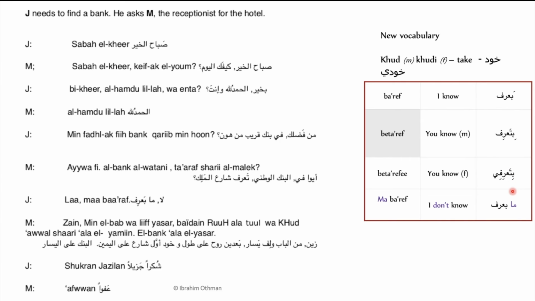And if you're talking to feminine, you'd say بتعرفي سارة, do you know Sarah? Or you could say بتعرفي وين السوق, do you know where is the market? If you're asking a woman. And the response might be ما بعرف, I don't know. Or بعرف, which means I know.